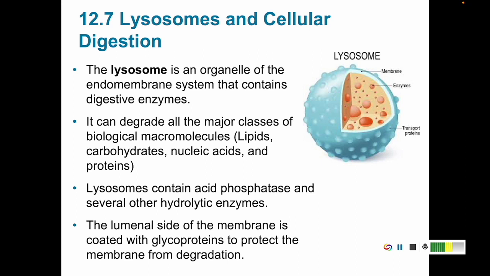So all of your four classes: your lipids, your carbohydrates, your nucleic acids, and your proteins. They also have acid phosphatases and other hydrolytic enzymes that will hydrolyze these macromolecules into smaller pieces. And the luminal side, or the inner side of these lysosomes, is going to be coated with glycoproteins. Those glycoproteins give it kind of a slimy, mucousy consistency inside to protect that lysosomal membrane from being degraded itself.